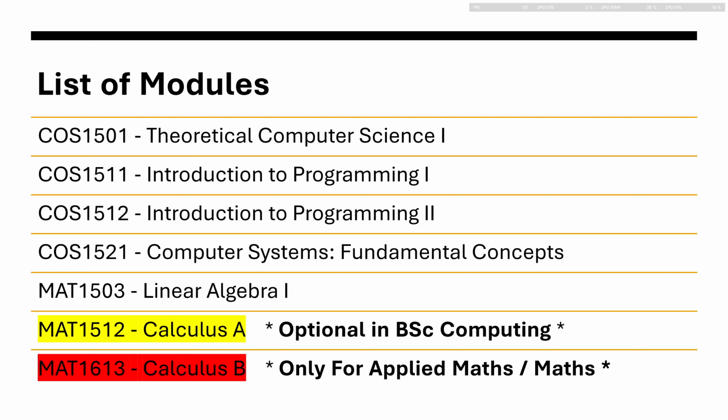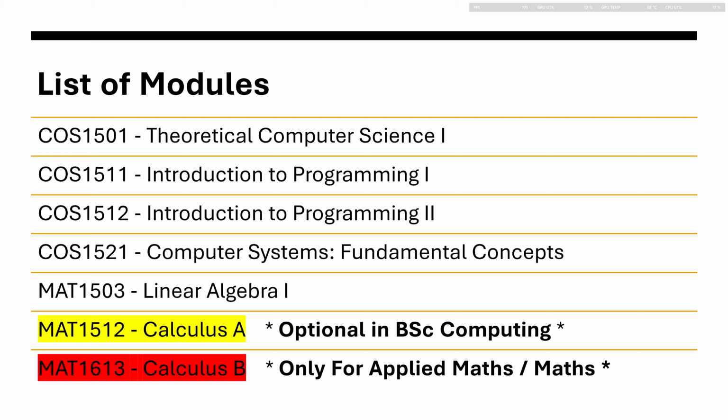So here's a list of the modules that relate to computer science specifically. Firstly, we have Theoretical Computer Science 1, Introduction to Programming 1 and 2, Computer Systems, Fundamental Concepts, Linear Algebra 1, and Calculus A, which is mandatory for computer science degrees, regardless of the combination. But for BSc Computing, it is listed as an optional elective. Although I recommend doing Calculus A.